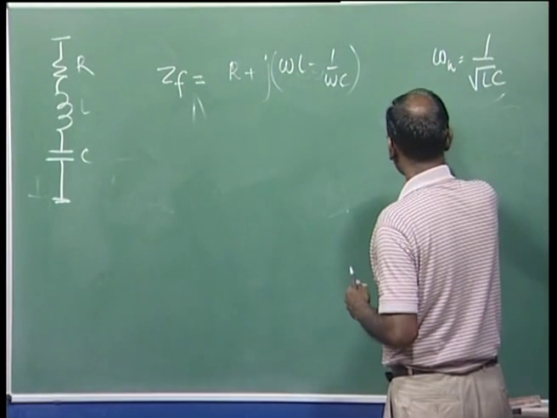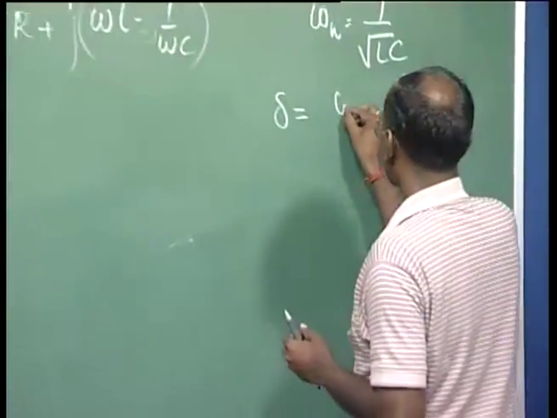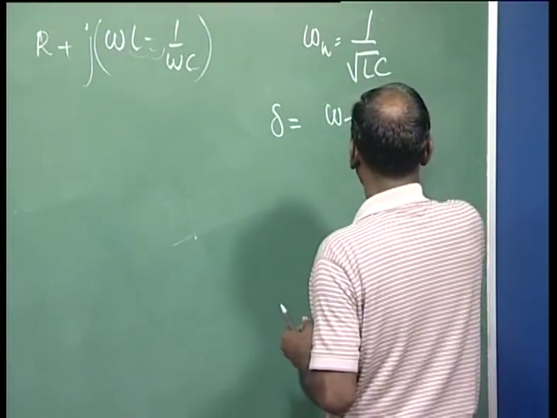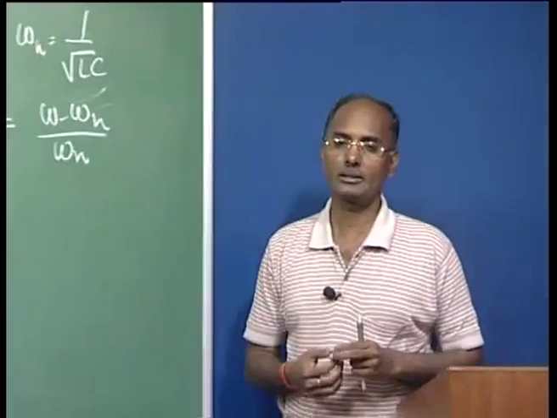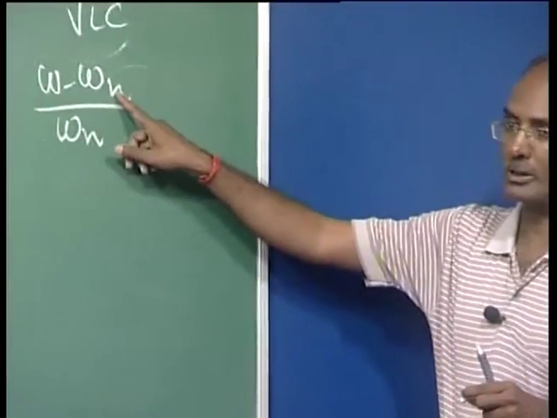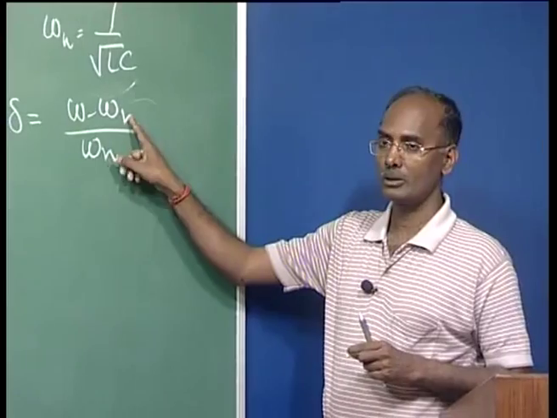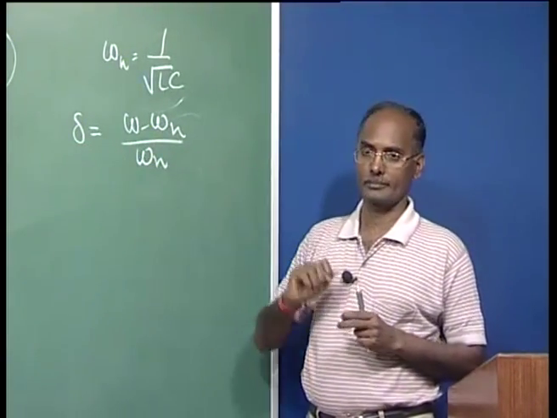Another term that is here is delta, called the frequency deviation term. It is basically defined as omega minus omega n divided by omega n. This is also known as the detuning factor, or the deviation of frequency from the tuned frequency. This is your tuned frequency. So how much is it deviating? This is a factor where we normally draw it.